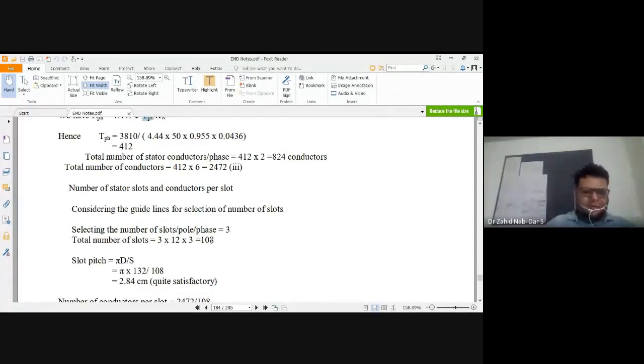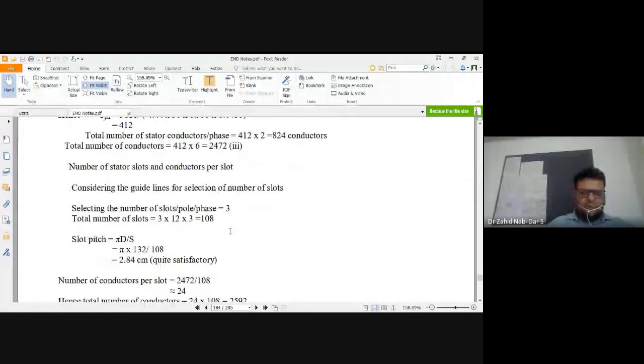Now the slot pitch is pi D by S. S is what? Slots per pole per phase is your S. And the total number of slots which would be required is 3 into 12 into 3. So this S value, in the induction motor scenario also, we have seen.